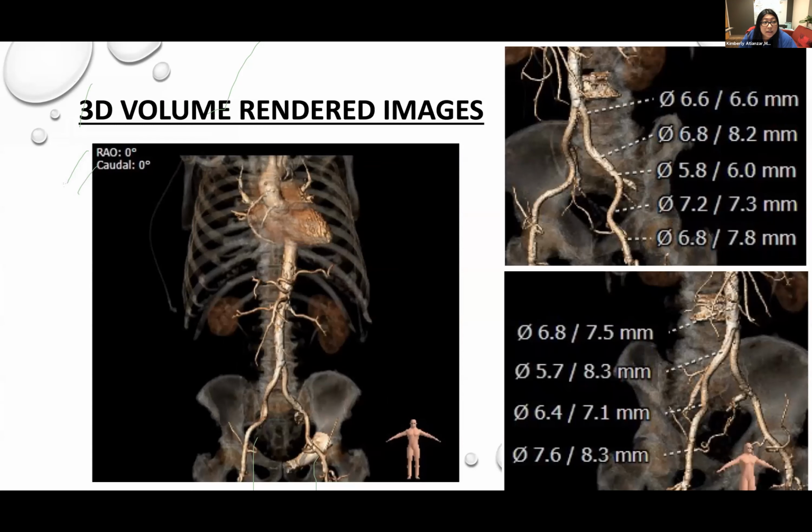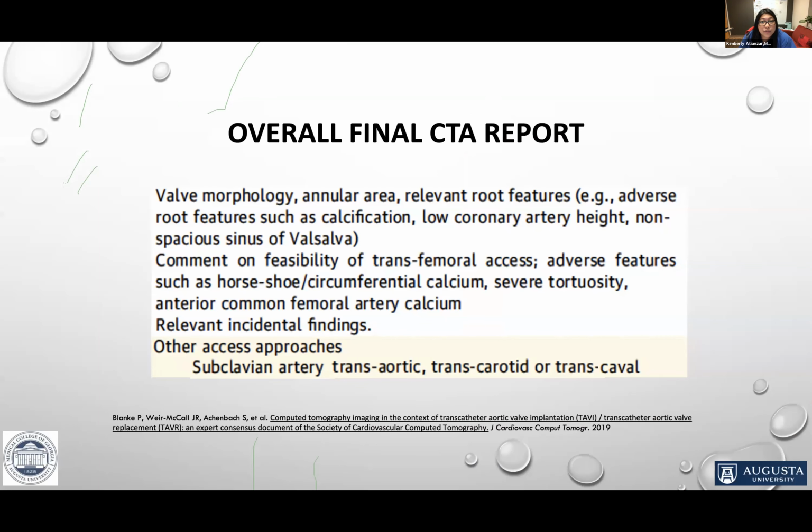From your CT scan, you can get 3D volume rendered images of the entire vasculature. It allows you to see where those calcifications are located, how tortuous your vessels are, where the bifurcations are located, and how high up the inferior epigastric comes off, in order to provide adequate access from a transfemoral approach, and then obviously the sizing. So overall, your final CTA report should mention everything that was stated previously in order to provide the TAVR operators with a comprehensive approach to how they're going to treat their patients with TAVR.